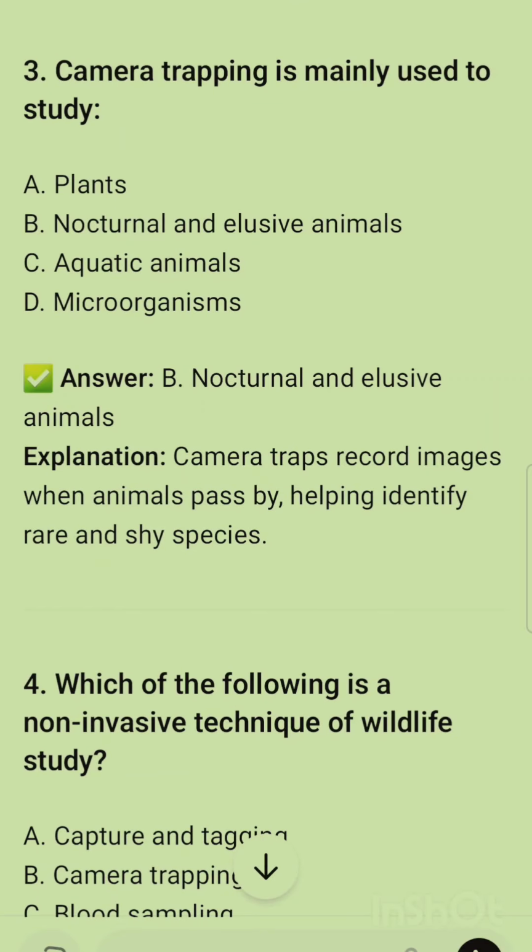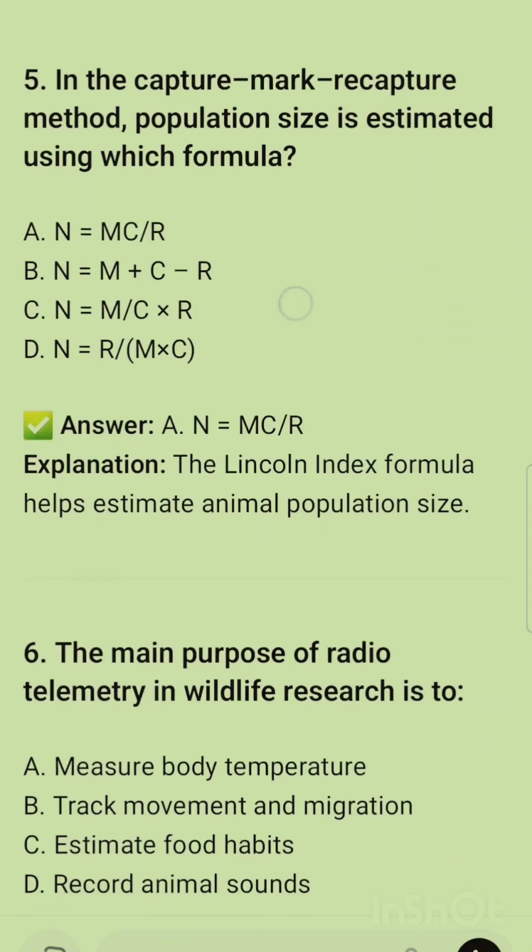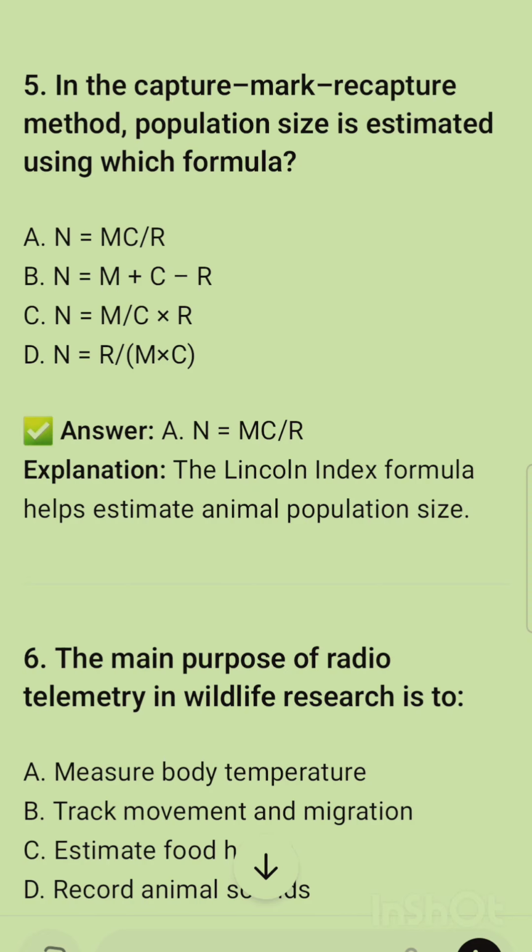Next question is: camera trapping is mainly used to study, and it is mainly used to study nocturnal and elusive animals. You know, camera traps record images when animals pass by, helping identify rare and shy species. Fourth question is: which of the following is a non-invasive technique of wildlife study? The correct option is camera trapping, as camera trapping does not disturb or capture animals, making the technique non-invasive.